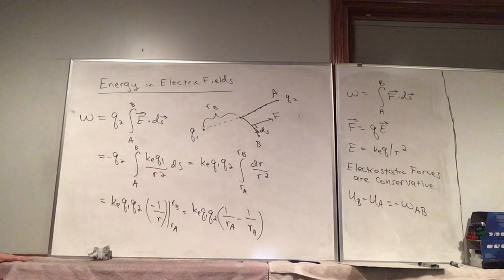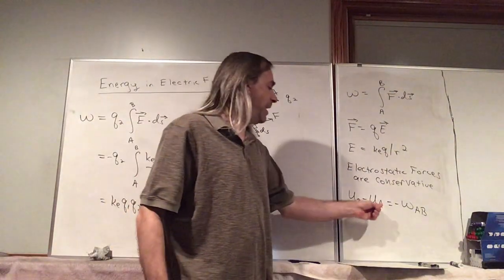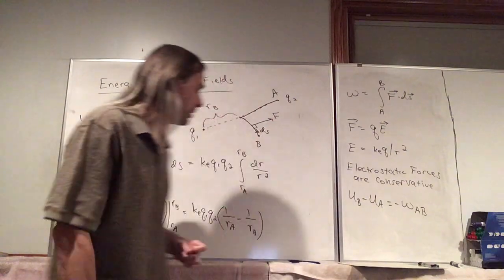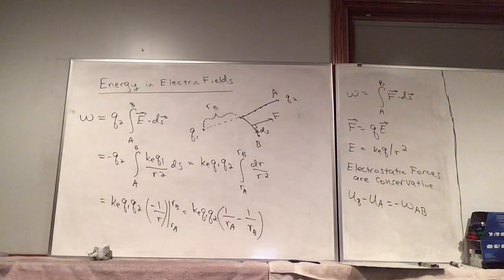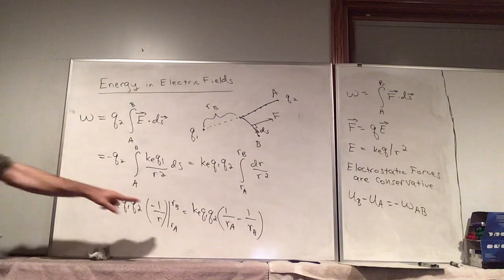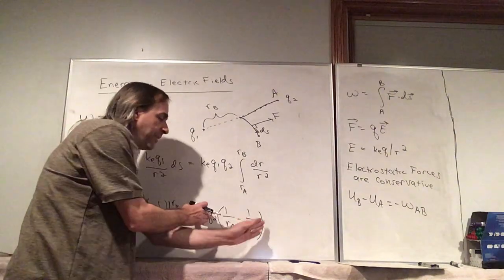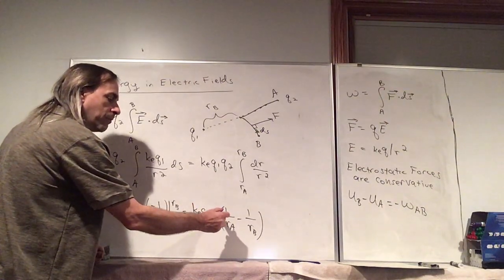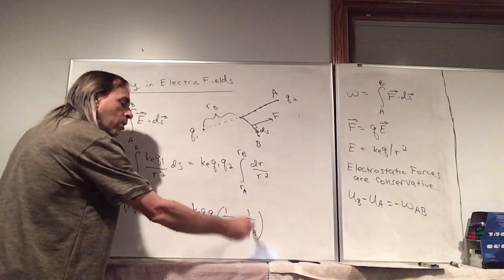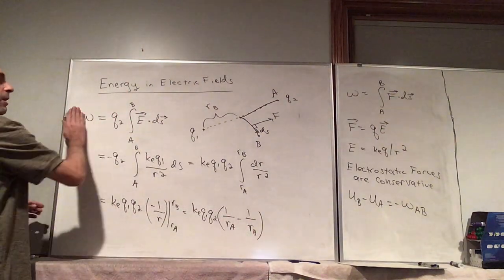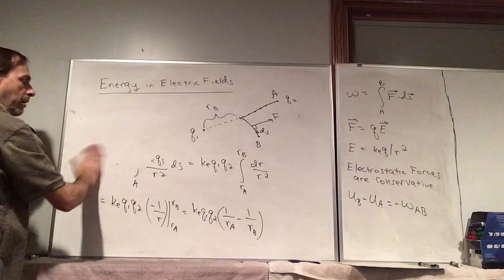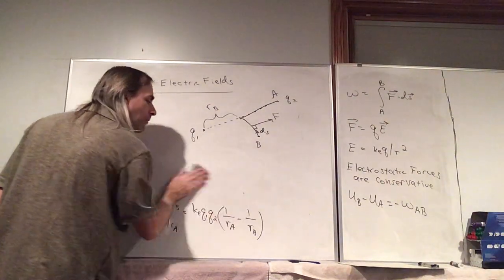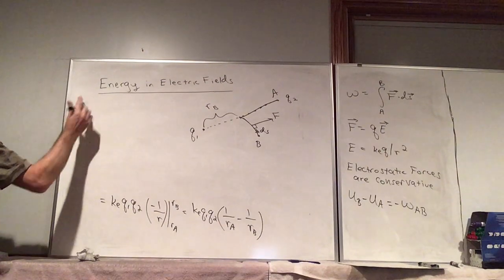Okay, but now remember, work is equal to minus the change in potential energy. And so UB minus UA is going to be minus the work. So the change in potential energy is going to be minus this. So let's flip these two fractions. If we distribute that minus sign into here, that'll make 1 over RA negative and 1 over RB positive. So I'm going to erase this, and let's erase all of this, and let's write our final result.